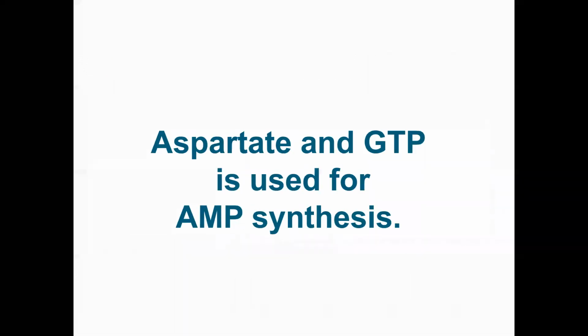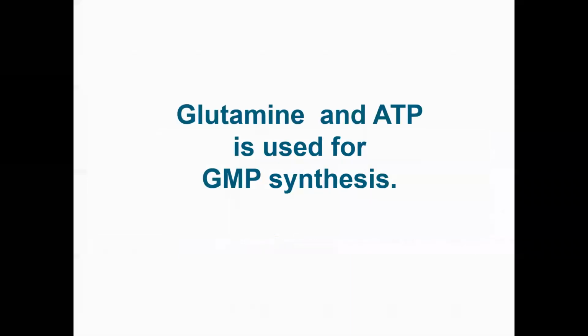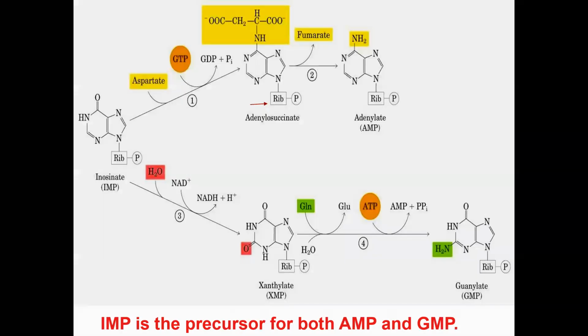And here in this step, remember this fact: aspartate and GTP are used for AMP synthesis, and glutamine and ATP are used for GMP synthesis. Okay, here you can see this is a very simplified picture depicting the synthesis of AMP and GMP.